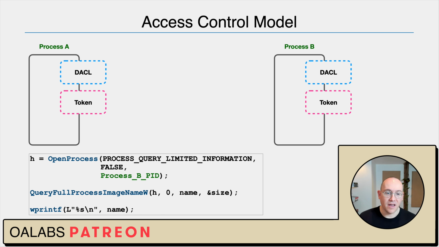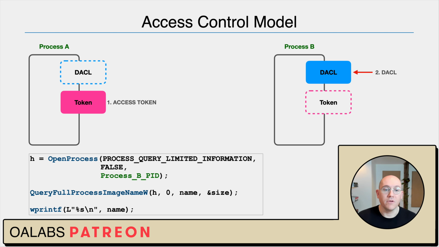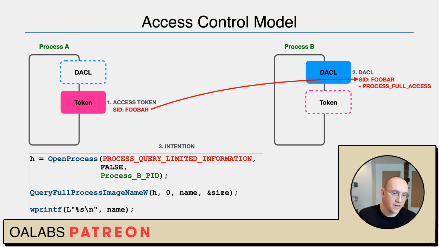So let's walk through, step by step, how the access model works. First up, we have the token of process A, and that tells you who spawned process A, what groups they belong to, and the special privileges associated with the token. Then you have the discretionary access list of process B, which tells you who can access the process and what access they have. Then we have the intent. So you want to access it with query limited information. So given those three components, the access model first checks the SIDs of the access token of process A against the DACL in process B.